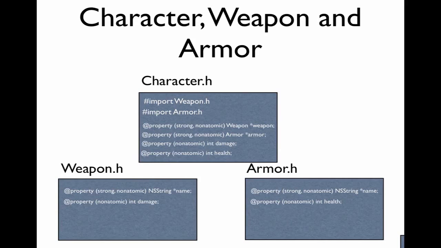Notice that in my character.h class, I have to import the weapon.h and the armor.h files because I'm creating properties of those classes. So instead of importing in the implementation file like we've done in the past, we need to import in the header file so we can create a property of those classes.